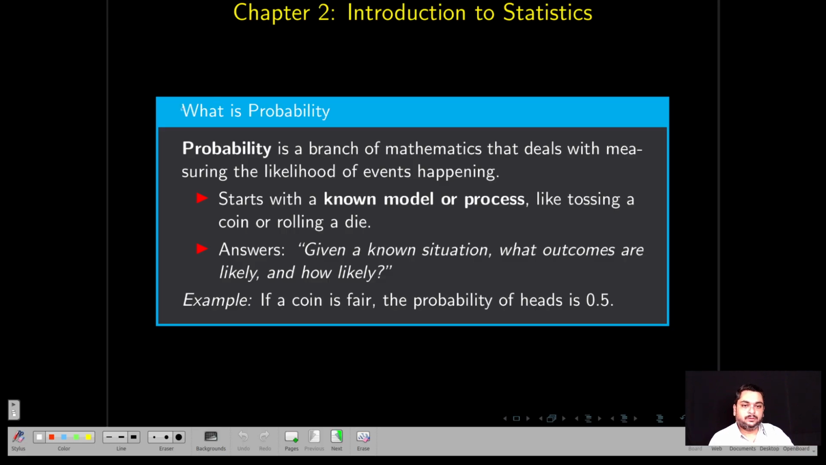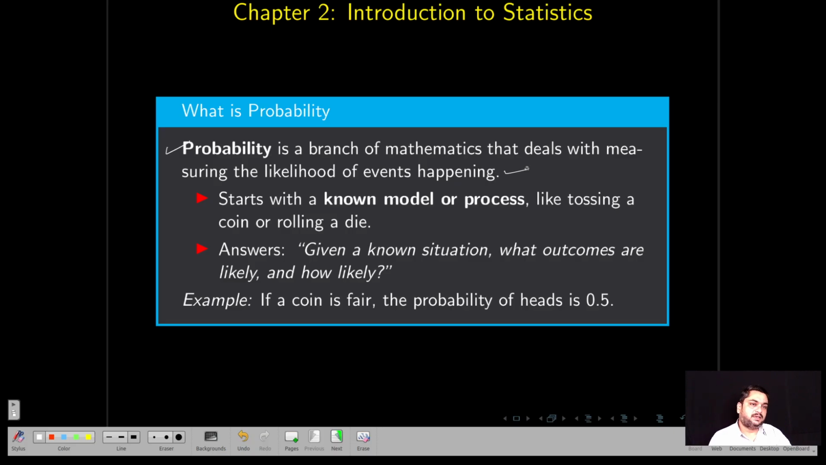Let's begin. First, what is probability? The technical definition I will introduce in chapter 3, the probability theory. Now let us understand in general what you mean by probability and why we need it. Probability is a branch of mathematics that deals with measuring the likelihood of events happening. So basically it starts with a known model or a process.